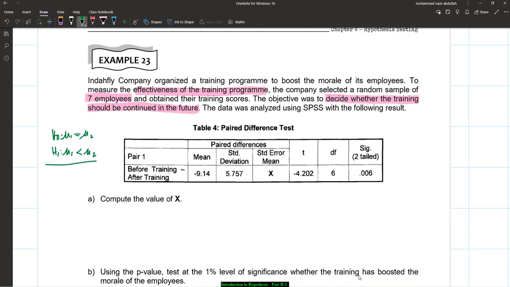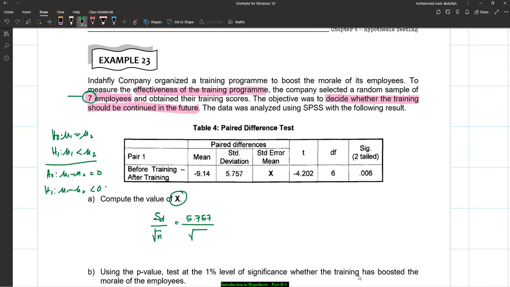So we can put it into a proper presentation. Null hypothesis: mu1 minus mu2 equal to 0. Alternative hypothesis: mu1 minus mu2 less than 0. Now the first question asks us to compute the value of x. The value of x is the standard error of the difference. Standard error of the difference is the standard deviation of the difference divided by the square root of n. So this one should be 5.757 divided by square root of n. n is equal to 7, right?